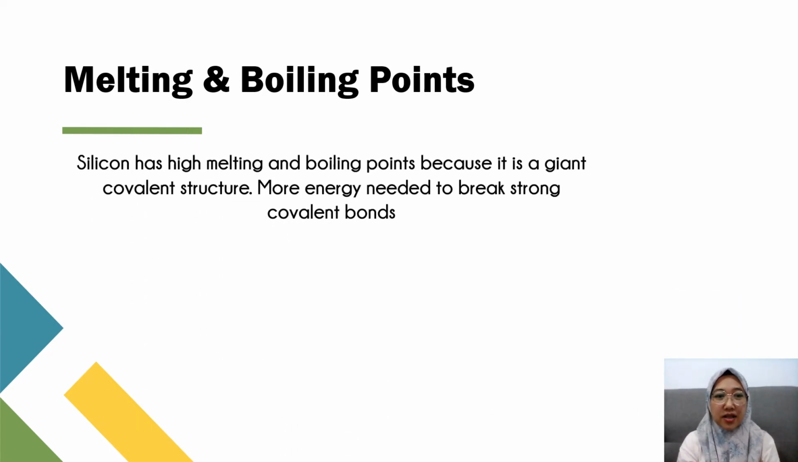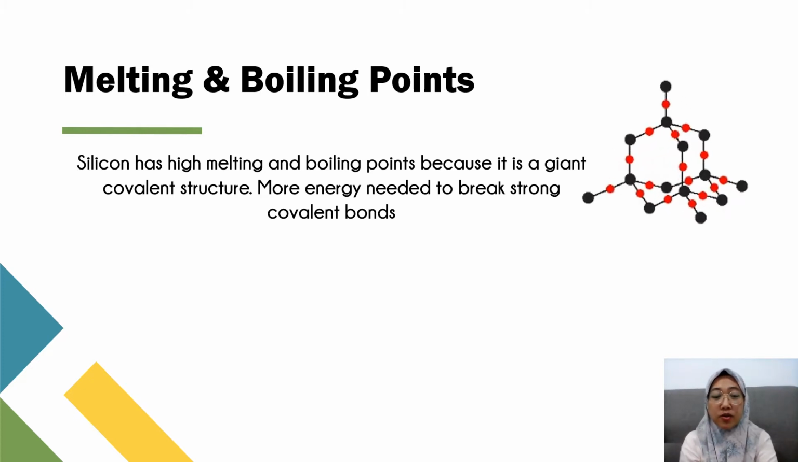Okay, next, silicon has high melting and boiling point because it is a giant covalent structure, more energy needed to break strong covalent bonds. Okay, walaupun silikon ni non-metal, tapi dia punya melting and boiling point also high. Okay, because of its giant covalent structure. So, ini yang kita panggil giant covalent structure.